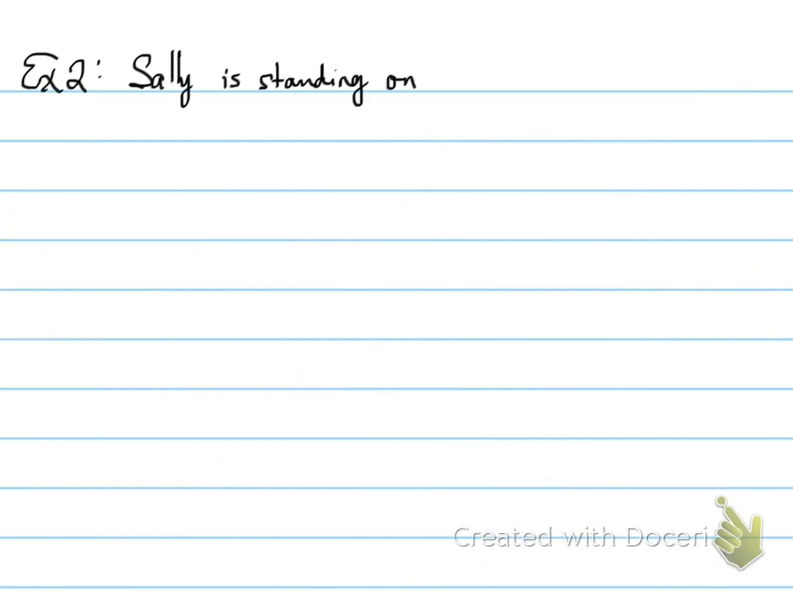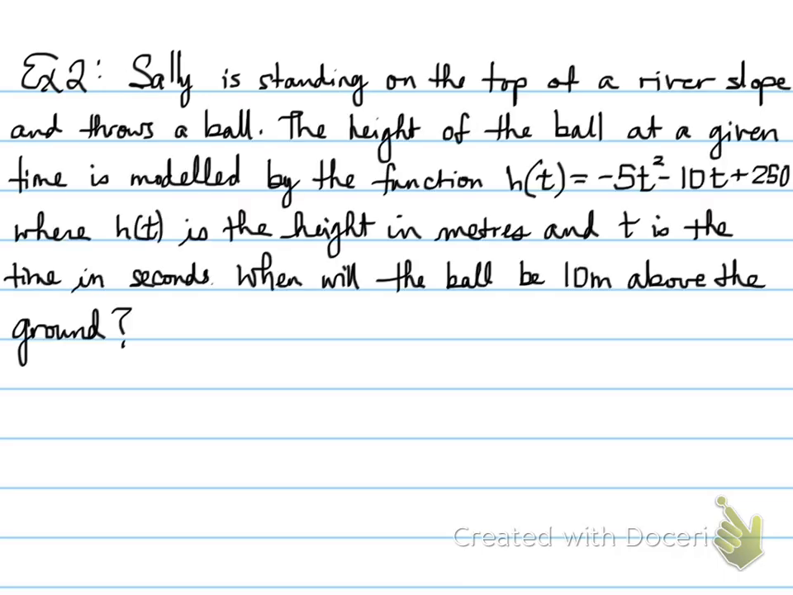Example number 2. Sally is standing on top of a river slope and throws a ball. The height of the ball at a given time is modeled by the function h at t is equal to negative 5t squared minus 10t plus 250, where h at t is the height in meters and t is the time in seconds. When will the ball be 10 meters above the ground? So that's the question. Well, we need to identify the pieces. So there's the equation, and we identified the units, and we identified the other piece of information needed. This time it's not a maximum, but it's 10 meters that we're looking at.